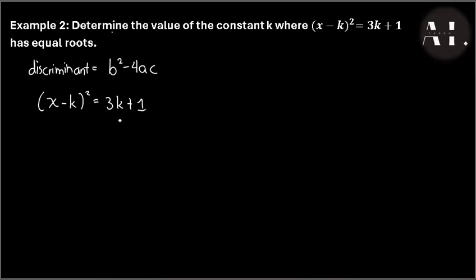First, expand the left-hand side. So this is x squared minus 2kx plus k squared is equal to 3k plus 1.